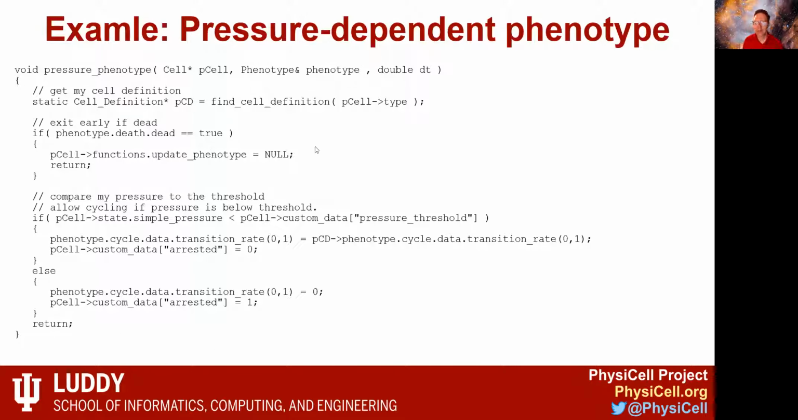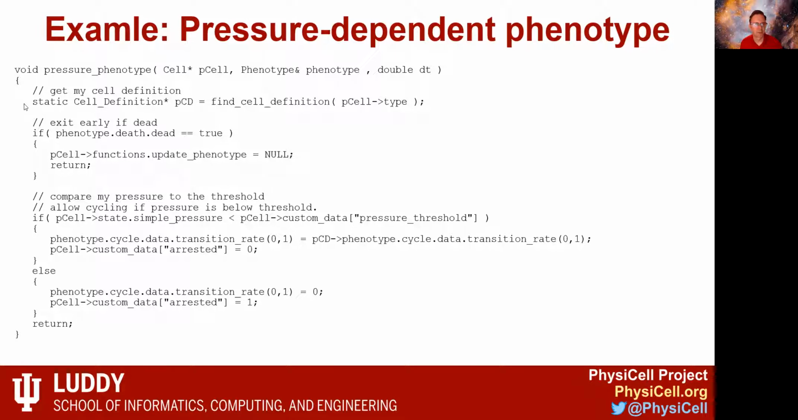So let me give you an example of a phenotype that uses this kind of simple pressure. Here we have a pressure function, we'll call it pressure_phenotype. It has the standard form of a cell pointer, phenotype passed by reference, and a small amount of delta t to advance your model in this function.